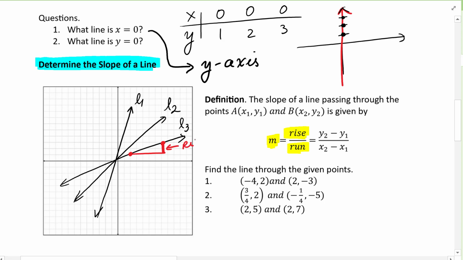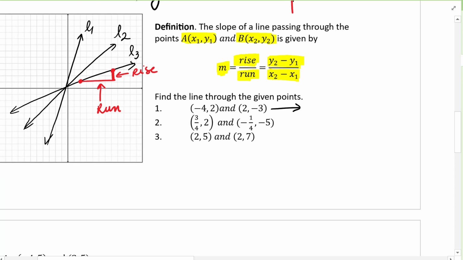This would be the rise and this would be the run, which is y2 minus y1 over x2 minus x1, where y2, y1 and x2, x1 are coordinates of 2 points, right? So point A has coordinates x sub 1, y sub 1, and B has coordinates x sub 2, y sub 2. So let's find the slope of a line passing through these points. So m equals y2 minus y1 over x2 minus x1.